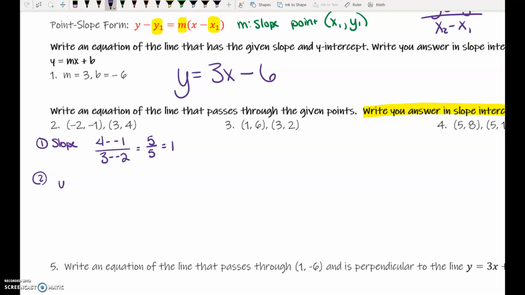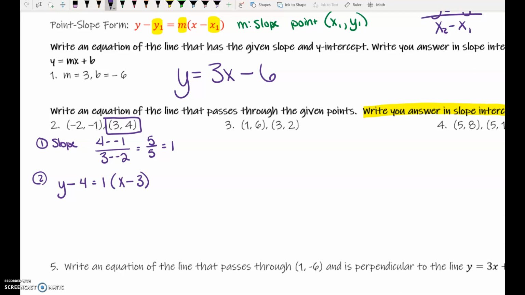So we're going to do y minus, which of these 2 points do you want to use? The point that has the negatives or the point that has the positives? Positives. I think positives would be easier. So y minus the y value of the point, 4, equals our slope, 1, parentheses, x minus the x value of our point, 3. Technically, we have now written an equation of the line that passes through the given points. But it wants us to write our answer in slope-intercept form.